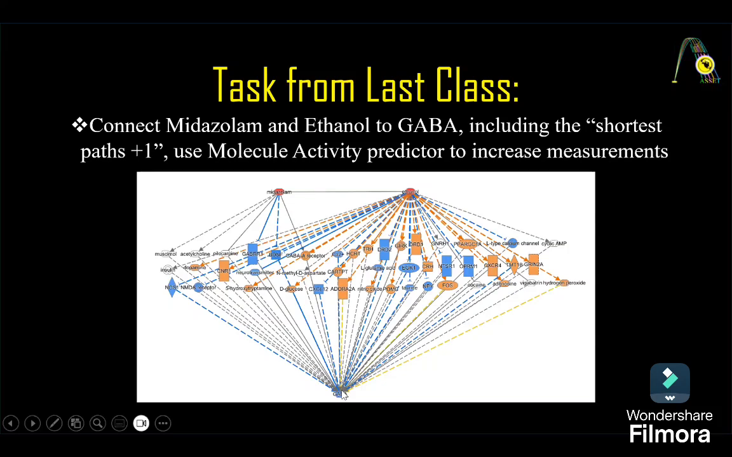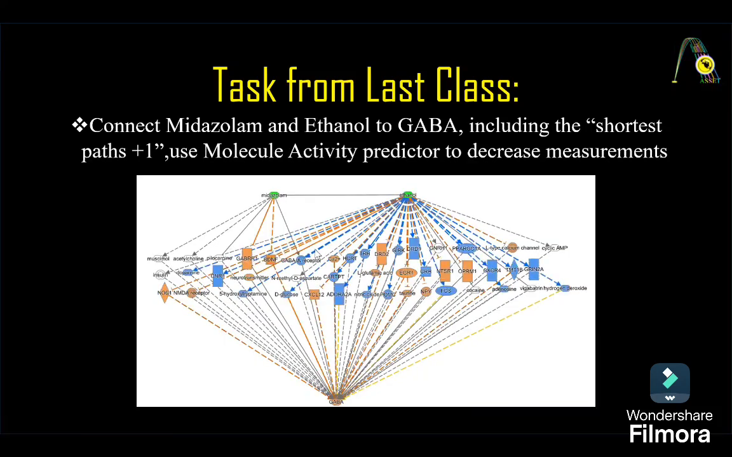Then conversely, part of that task, I also asked you to decrease the measurements of midazolam and ethanol. So by decreasing the measurements, you see that the colors have both turned green here, right? So midazolam and ethanol are both green here. And you see that it has a downstream effect of increased activation, of predicted activation rather, of GABA. It is a lighter shade of orange right here, so that means that it has less confidence in the predicted activation, but it is predicted activation nonetheless.